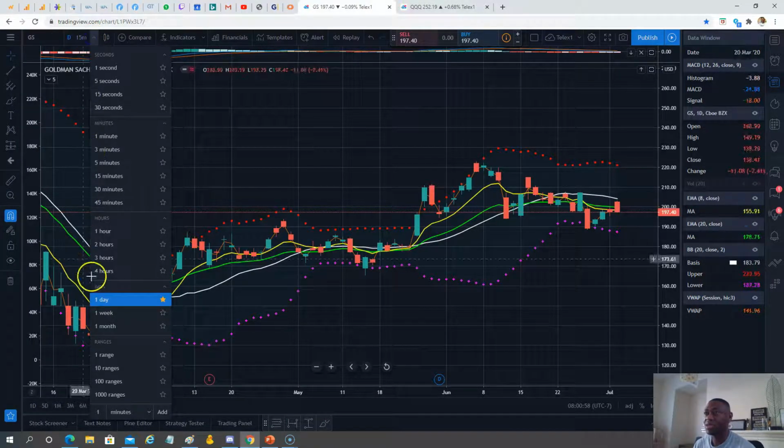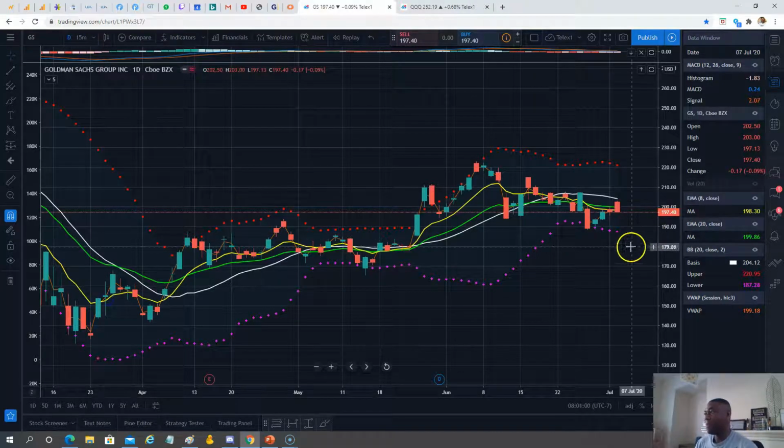So this is the daily chart of Goldman Sachs. Yeah, in appearance, this is a fail, right? A fail of breaking out above the moving averages. So that's on a daily.